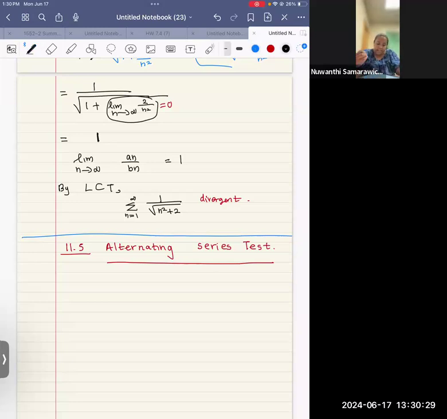An alternating series will look like this: (-1) to the power n, 1 over n. This is just an example. If I write this out in terms of terms, what is the first term when n is equal to 1? What is the first term? What do you think?